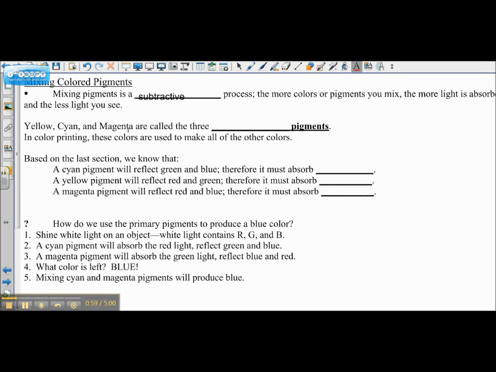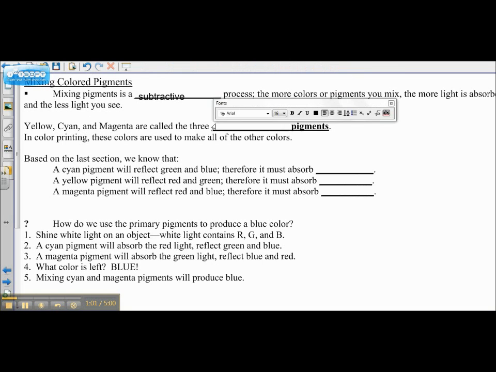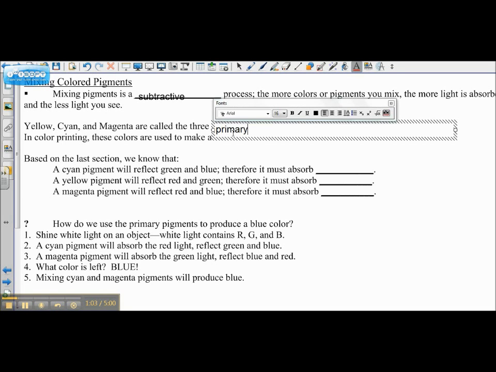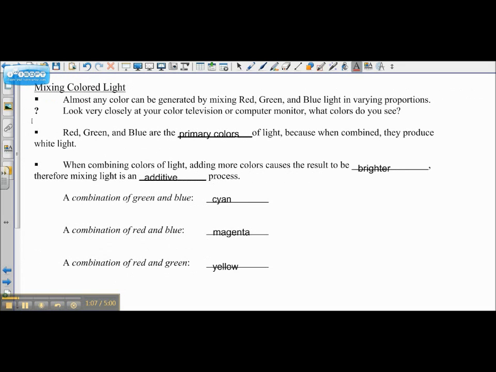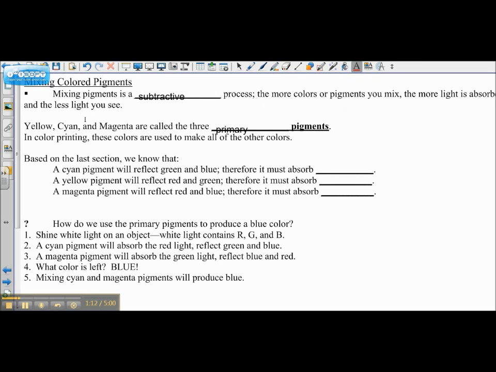Yellow, cyan, and magenta are called the three primary pigments. And notice that these are the three colors that we created in light: cyan, magenta, and yellow. If you've ever looked at a color cartridge on your printer, you will notice that you always see these three colors: this yellow, this light greenish blue, and then this very bright hot pink color.